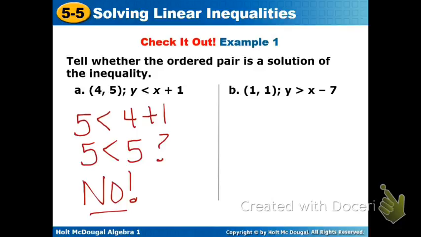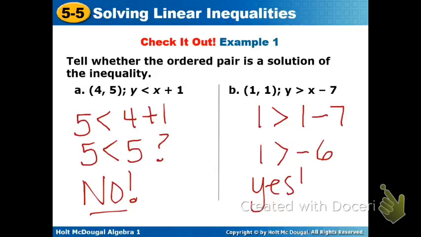Letter B, we've got the coordinate point 1, 1. So we're going to take each of the x and y values and plug them into the inequality. We get 1 is greater than 1 minus 7. So let's simplify that right-hand side and see if it works. 1 minus 7, hopefully all of you are saying negative 6. So is 1 greater than negative 6? Yes. So then the coordinate point 1, 1 is a solution to that inequality.